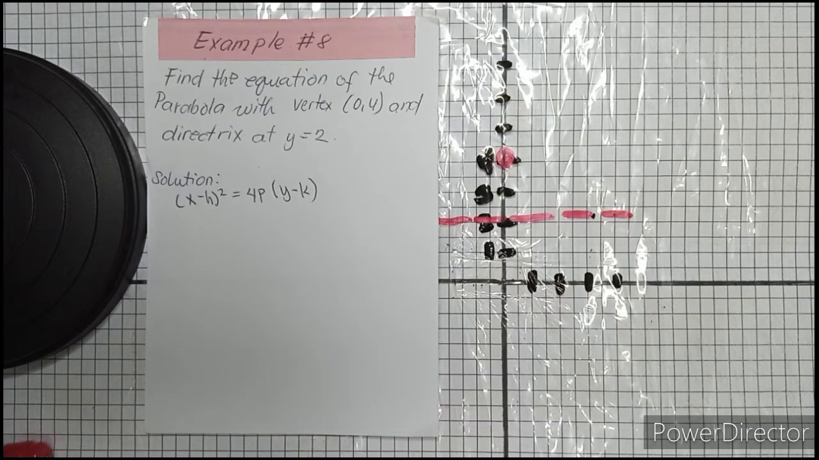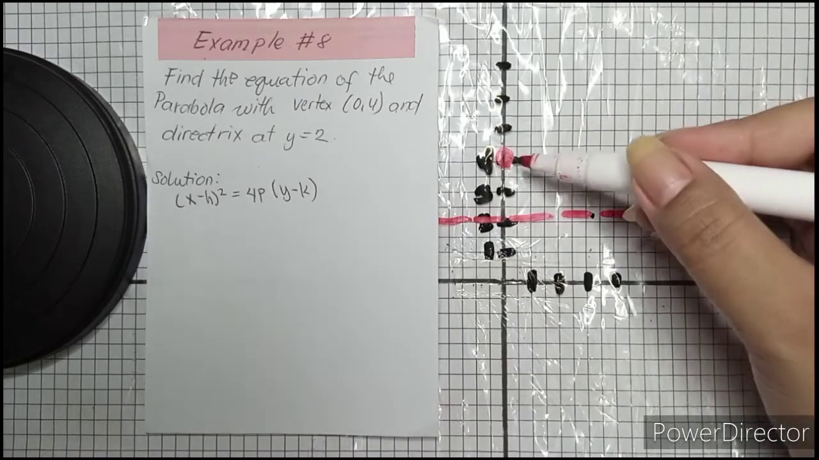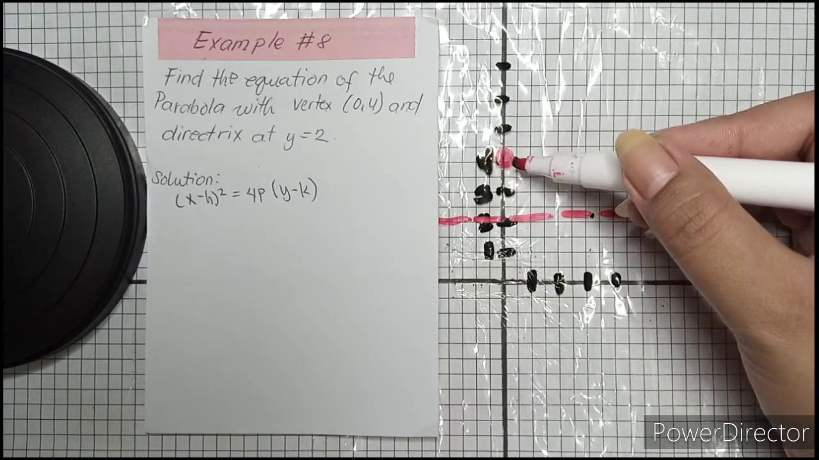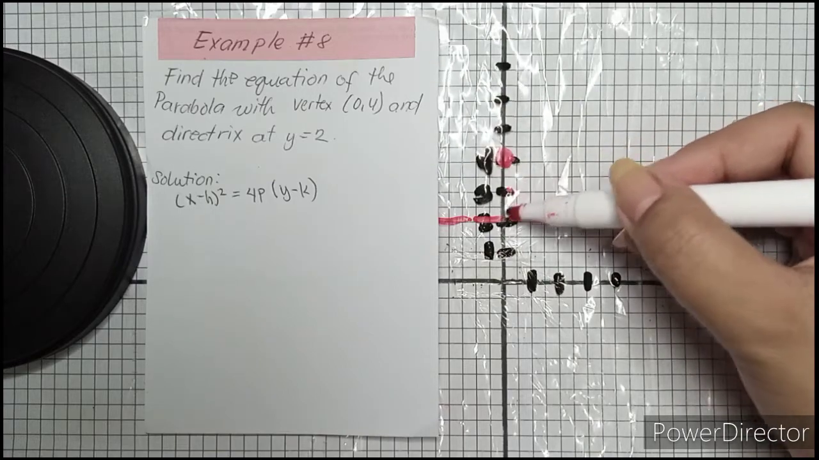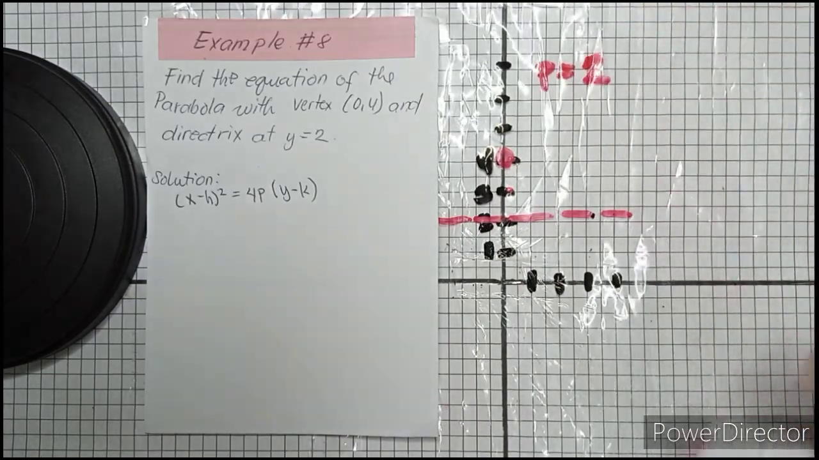Now, wala pa tayong value ng p. So, paano natin mahahanap si p? Ang way po ng pagkuha ng p from our vertex papunta sa ating directrix, ika-count lang natin kung gaano kalayo yung kanilang distance. For this one, ang ating vertex ay nasa 4, so count natin yung unit natin papuntang directrix. So, we have 1, 2. So, our units is 2.